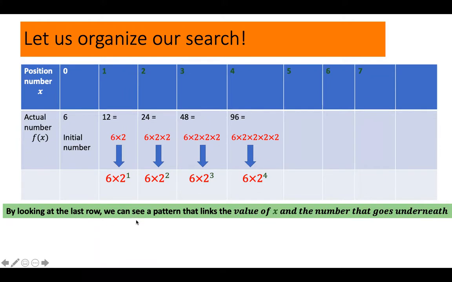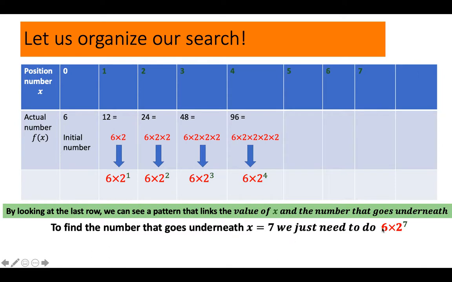By looking at this last row, we can see a pattern that links the value of x up here. So when it is 4, we do 6 times 2 to the fourth. When it is 3, we do 6 times 2 to the third, and so on and so forth. So it's not too hard to guess what we need to do for this number here. Even if we don't know the one before, we can still know, well, I gotta multiply 6 times 2, but this time to the seventh power. And that is exactly the answer that we're going to get. That's going to give us 768.